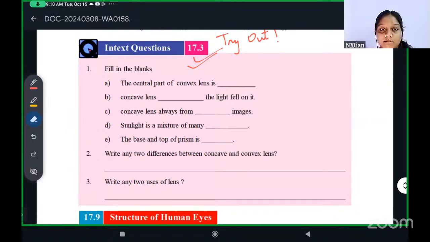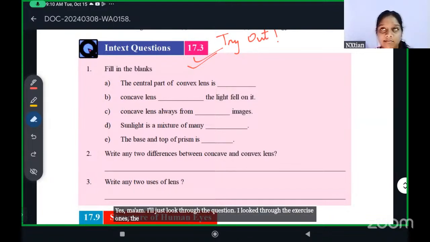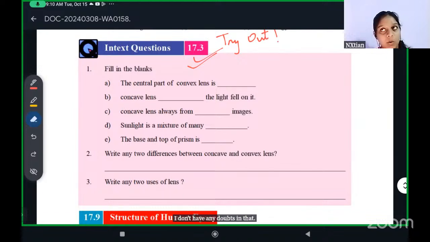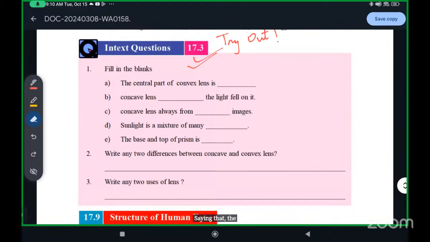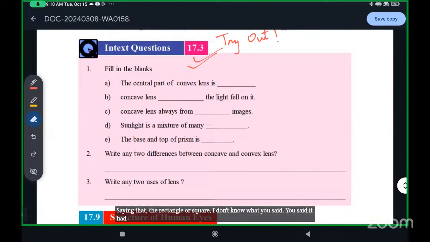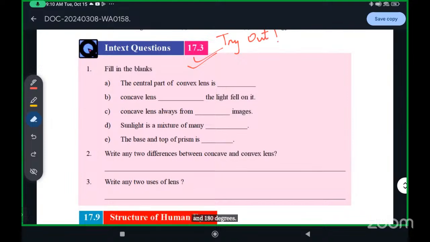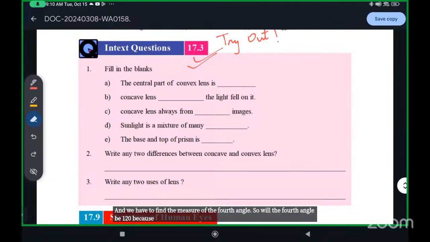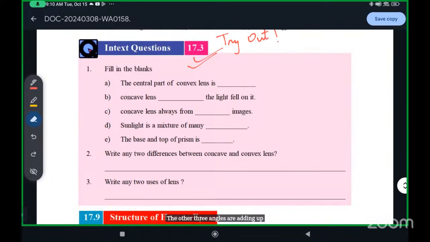Am I audible, Abraham? Yes, ma'am. I looked through the exercise ones, the ones you sent, and I didn't have any doubts in that. Just the first question, ma'am. You sent a question saying that the rectangle or square had three acute angles, and they measured 80 degrees, and we have to find the measure of the fourth angle. So will the fourth angle be 120, because the other three angles add up to 240?